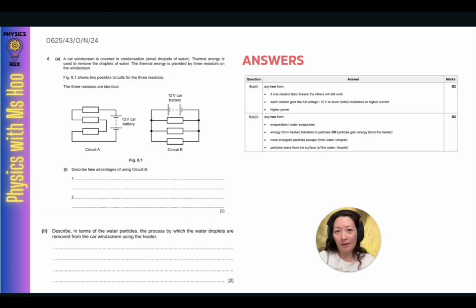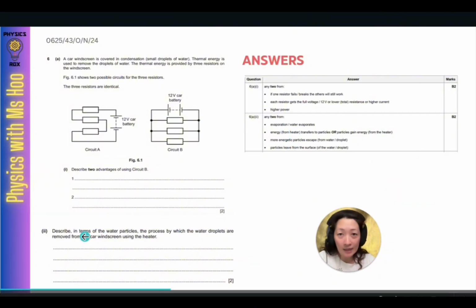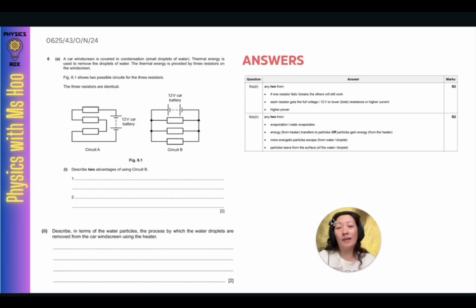So be flexible and adapt quickly. This question is not an electricity question. This is related to thermal physics. When heat is applied to the water droplets, they're going to evaporate from the screen. As you can see from the mark scheme here, the related answers are about evaporation. So this process obviously is not about electrical circuits, it's about evaporation. You've got 2 units within the same question block.